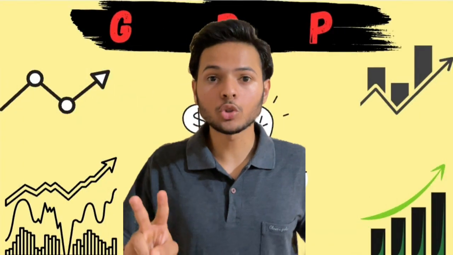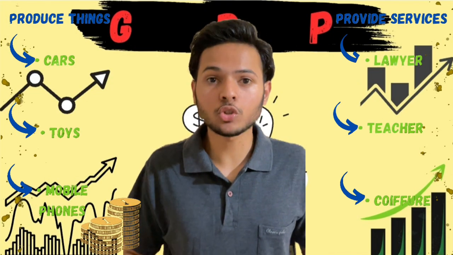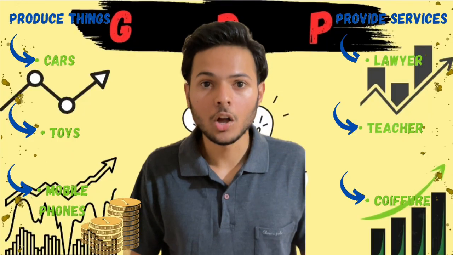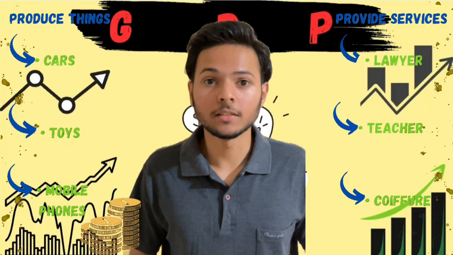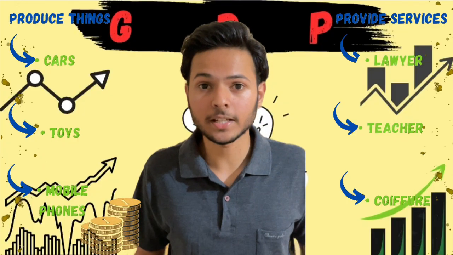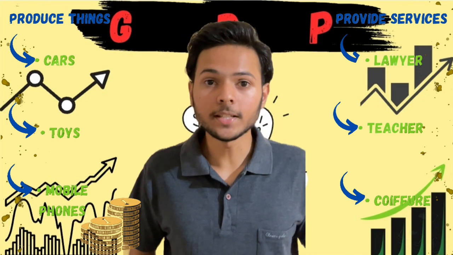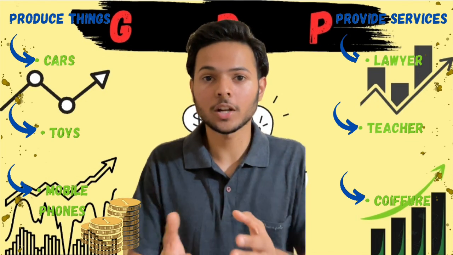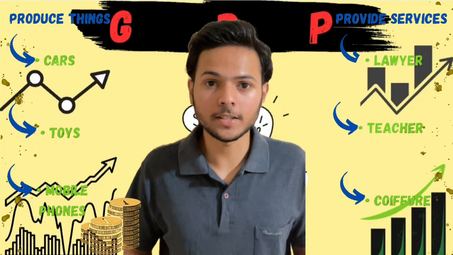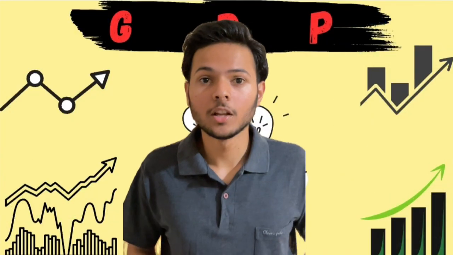You can earn money in two ways. Either you produce something, like some people produce cars, some people produce toys, some people produce mobile phones, or you give some kinds of services, like a lawyer gives services, a teacher gives services, or a coiffeur gives services by cutting hair. So the value of all these goods and services, value means, say if you have cut hair for 100 rupees, then its value will be 100 rupees. Or if you have bought anything for 10 rupees, then its value will be 10 rupees. So the value of all these goods and services earned within a year is its GDP.